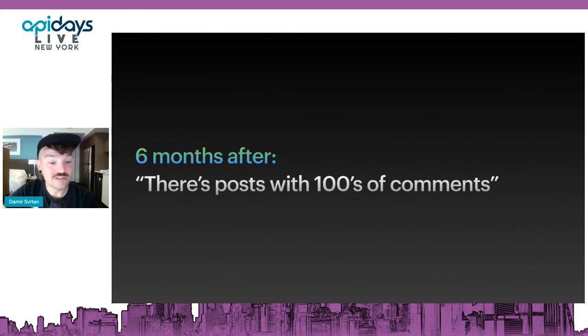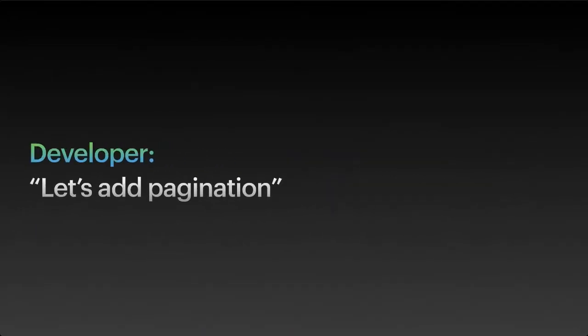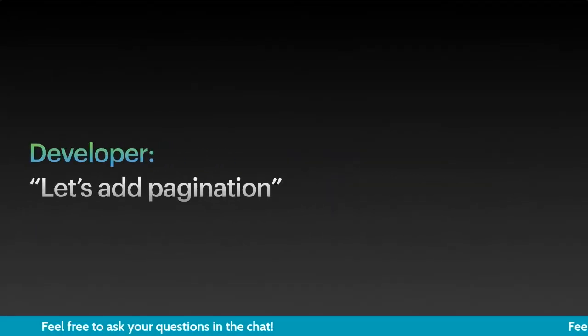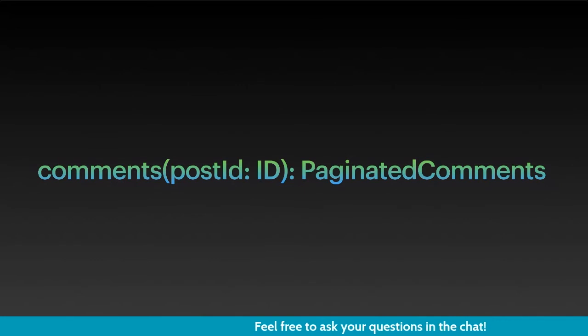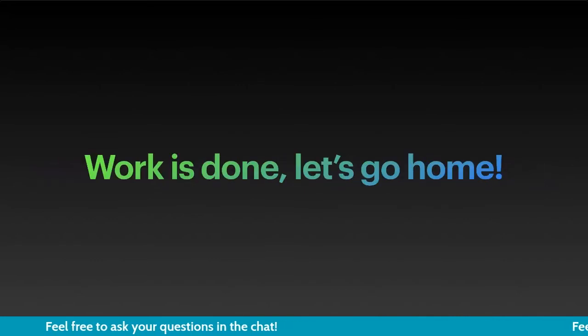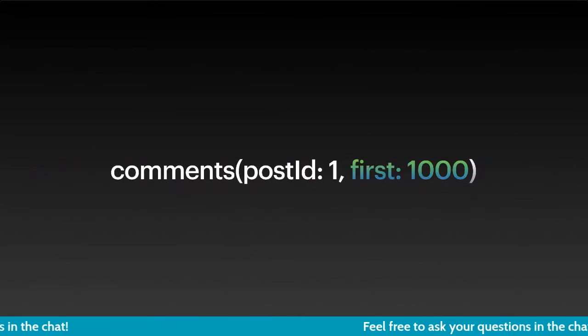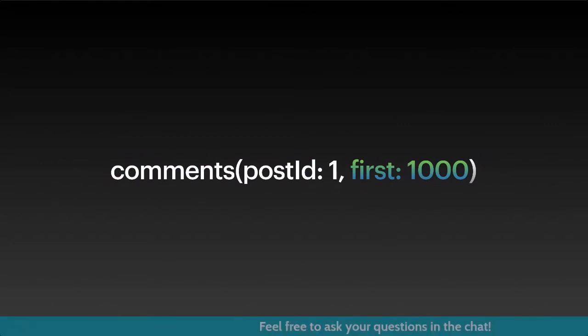Now, 6 months later, there are posts with hundreds of comments. Now, the developer might say, let's add pagination. Now, great. That might be potentially a breaking change or introducing a new query or a new endpoint that the developer needs to maintain, which is not ideal. Now, the developer might say, work is done. Let's go home. Well, not so quickly.